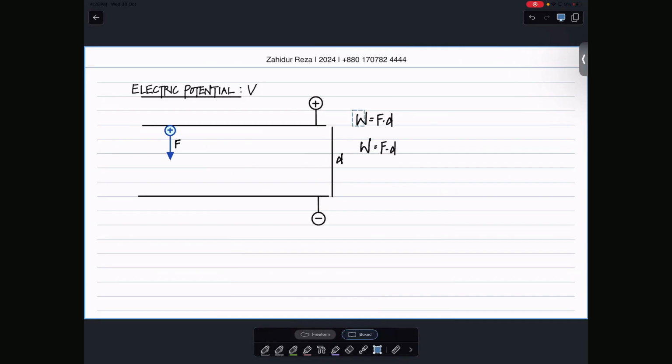And this is the work being done here. But the work done here is basically energy coming from some other form. Which other form is providing energy here? The electrical energy, and it's called the electrical potential energy. So the work done is equal to the electric potential energy.